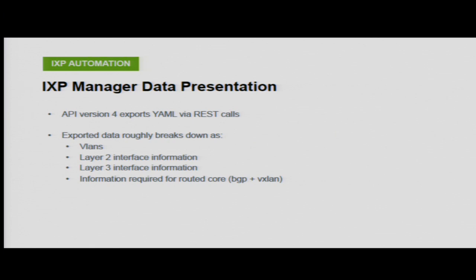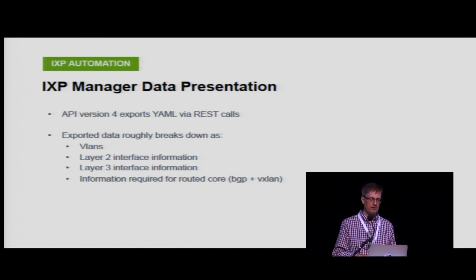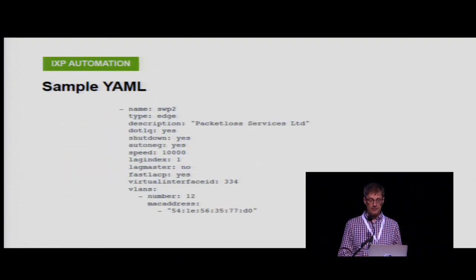Okay, IXP Manager, API version 4, exports YAML. And there are four rough types of data. There's VLANs, there's layer 2 interface information, there's layer 3 interface information if you have a layer 3 core, and on top of that you've got the information needed for the routed cores, such as BGP. If you're using static VXLAN, you need a flood list of all of the other loopback addresses. All that sort of stuff is in there. This is what it looks like.